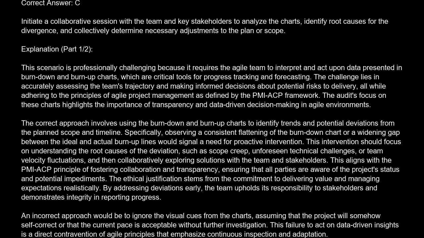This intervention should focus on understanding the root causes of the deviation, such as scope creep, unforeseen technical challenges, or team velocity fluctuations, and then collaboratively exploring solutions with the team and stakeholders. This aligns with the PMI ACP principle of fostering collaboration and transparency, ensuring that all parties are aware of the project's status and potential impediments. The ethical justification stems from the commitment to delivering value and managing expectations realistically. By addressing deviations early, the team upholds its responsibility to stakeholders and demonstrates integrity in reporting progress.